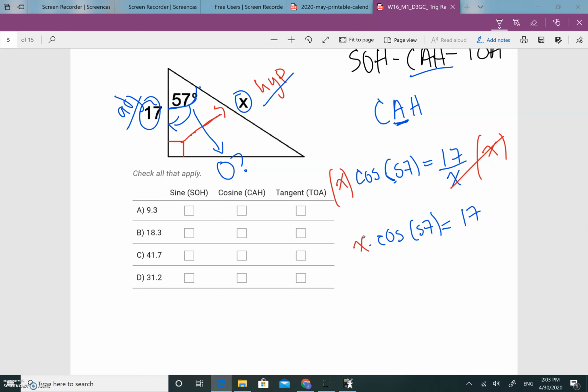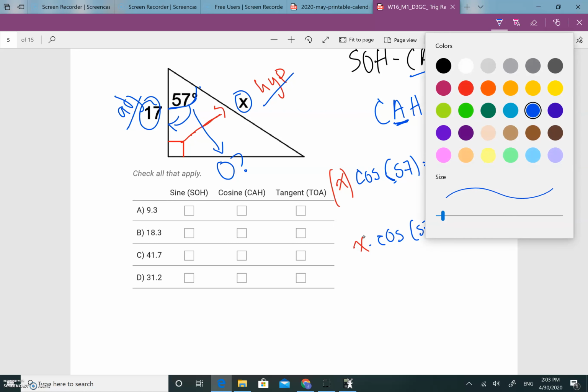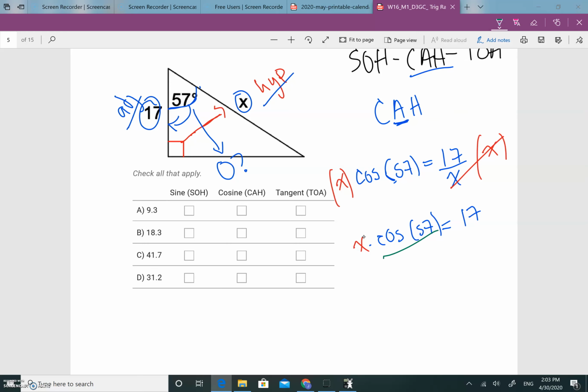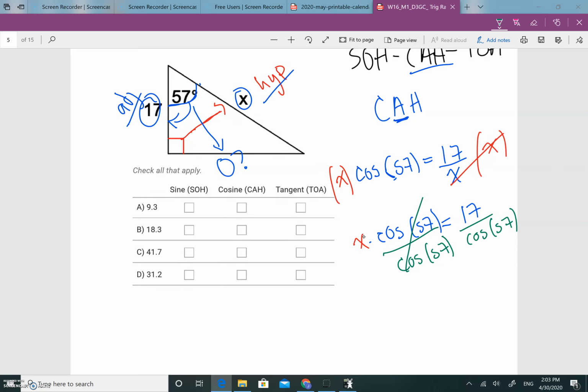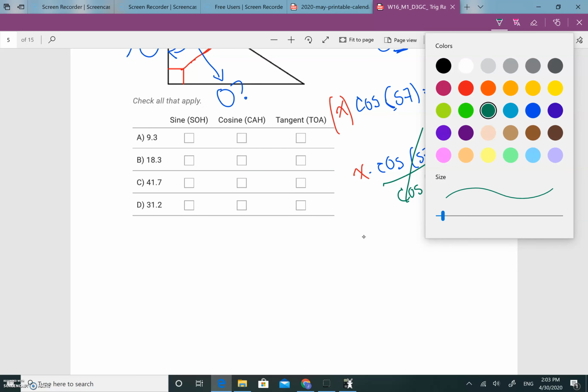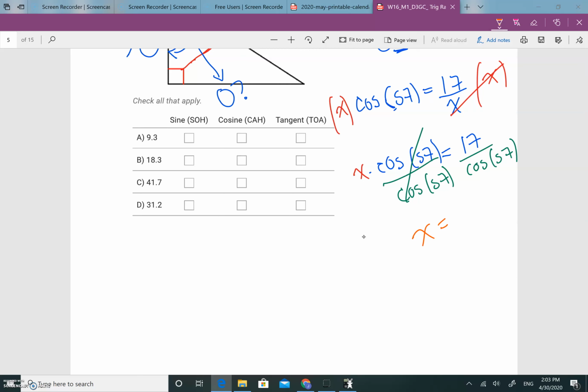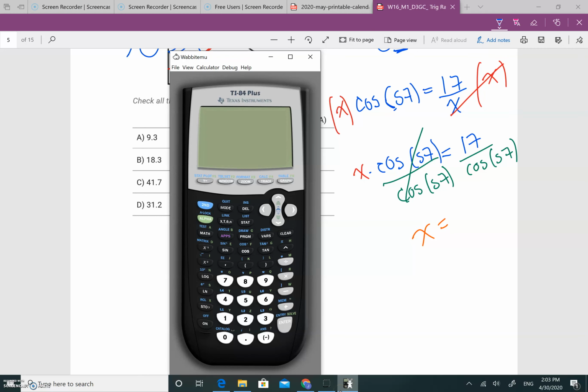17. And now here, do I have X by itself? No, you have to do an extra step. You have to get rid of the cosine 57. So to get rid of the cosine 57, you have to go ahead and divide both sides by cosine 57. So remember, anything divided by itself is 1. So these two cancel out. My answer is going to be X is equal to 17 divided by cosine 57. So let's do that here.